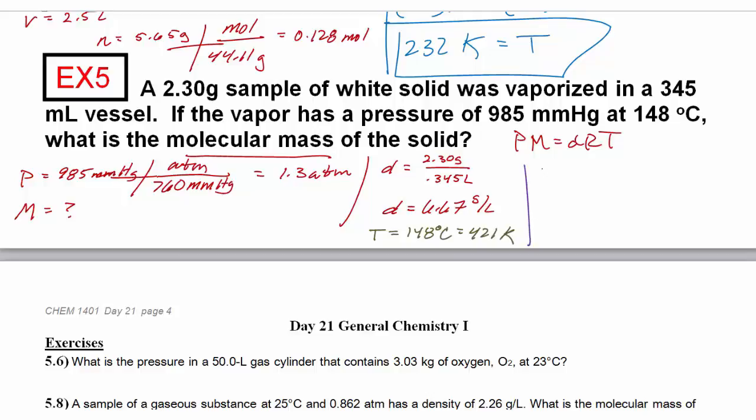So if I substitute all this in, I have 1.3 atmospheres times molar mass. My density is 6.67. Gas constant, and temperature 421. My molar mass will come out in grams per mole. 6.67 times 0.0821 times 421 divided by 1.3, 177 grams per mole.